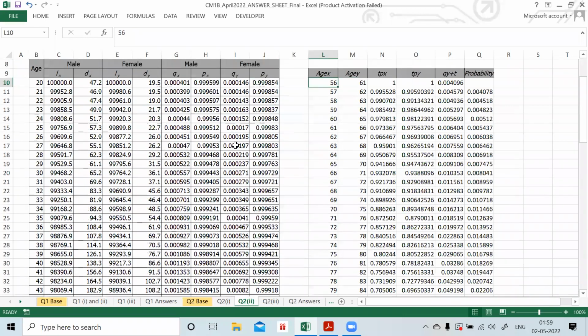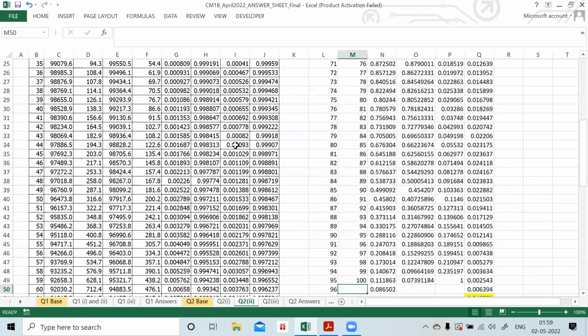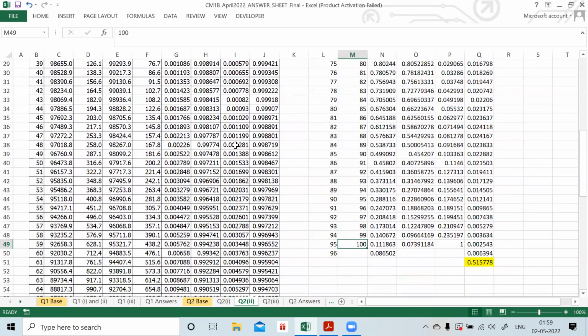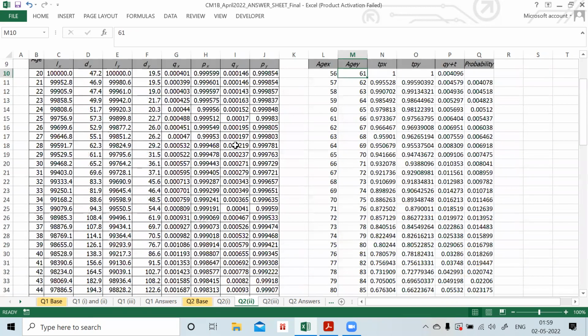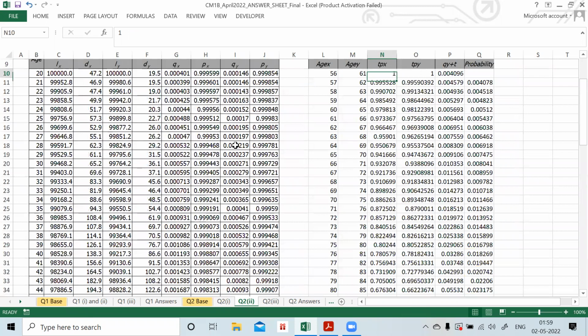Now the ages of X and Y are 56 years and 61 years. It goes up to 100 wherever required. Here we do not need to go till the end since the female is reaching 100. So after that we will not require probabilities.